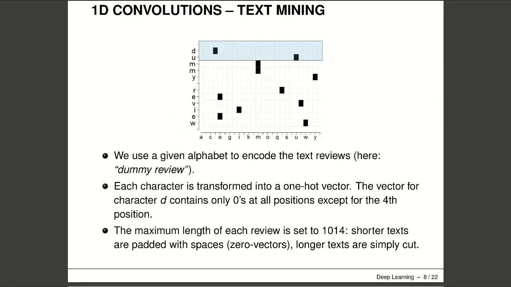To this end, we need to create a one-hot vector. Here we use a given alphabet to encode the text review. For example, here we have a sentence of a dummy review. Each character is transformed into a one-hot vector, where the vector for the character D contains only zeros at all positions except the fourth position, as you can see here.